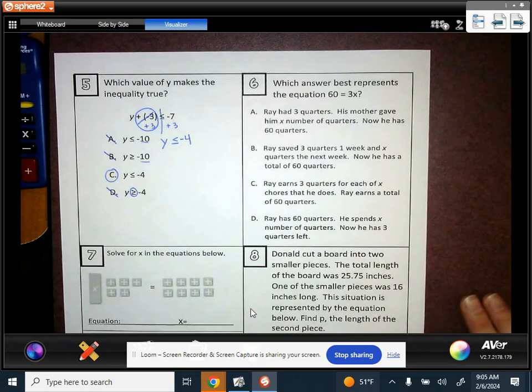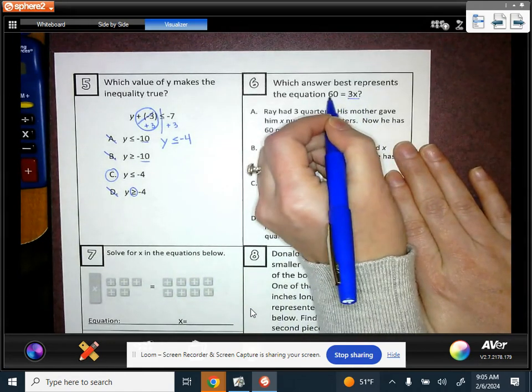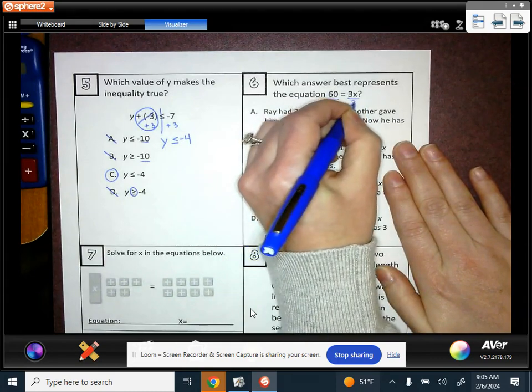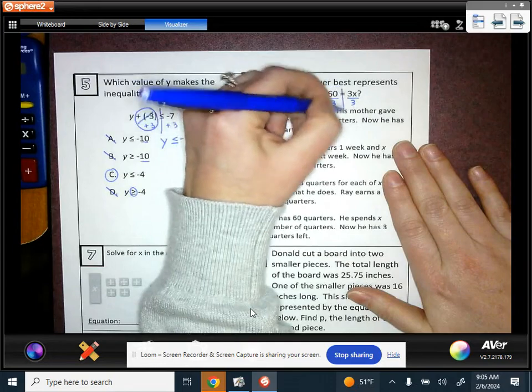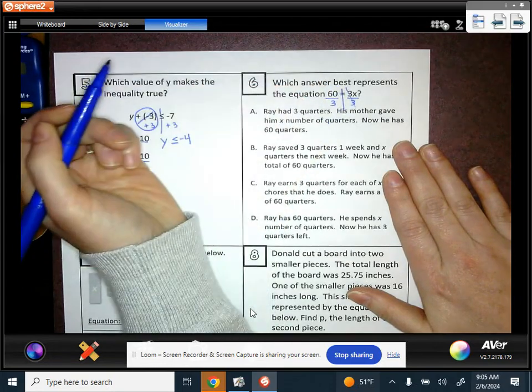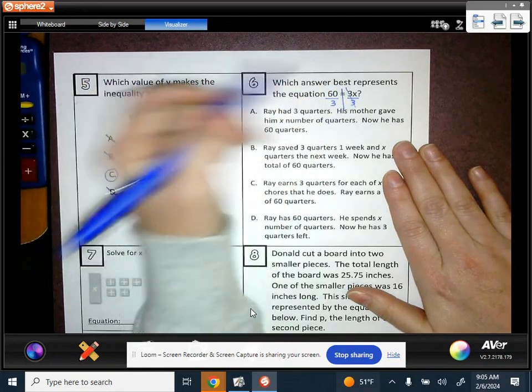Question 6, which answer best represents the equation 60 equals 3x? So we know we want to be looking for something that has multiplication in it, multiplying 3 times something to get 60. But if you remember when we first learned this, I said that even though they're not asking you what x equals, just like the haircutting question, by knowing what x equals, it can really help us. So we would want to divide both sides by 3 because that's going to cancel out that multiplication.